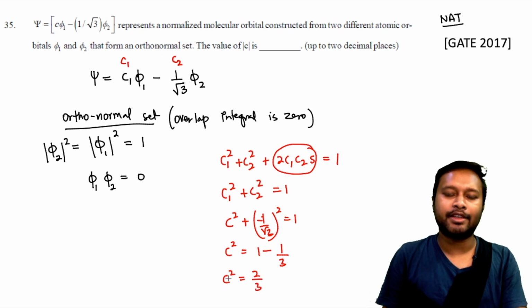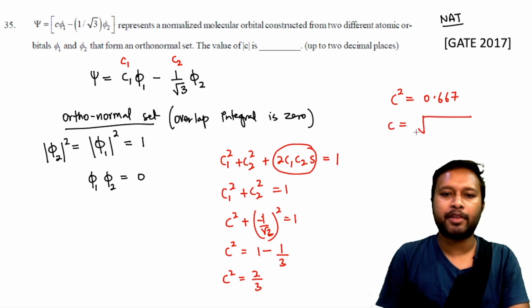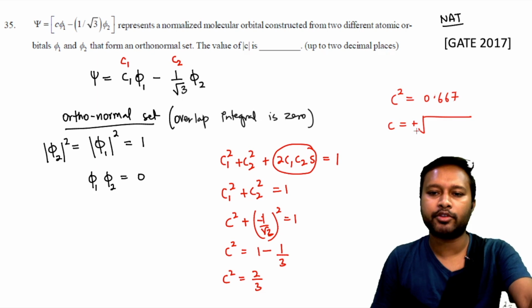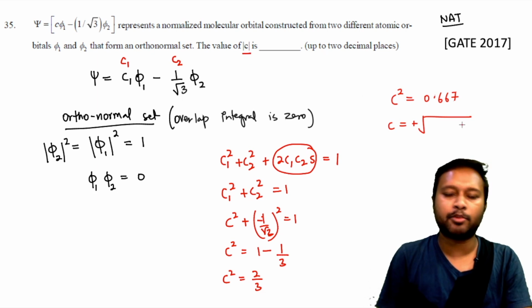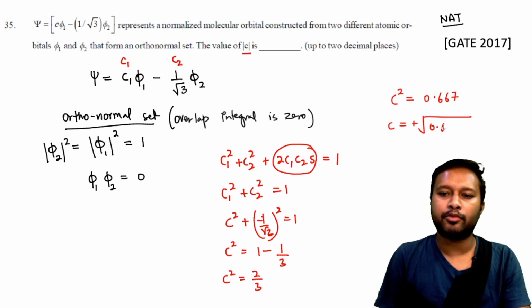Okay, so C square becomes 2 by 3, or you can say that 0.667. So C square becomes 0.667. Now C will be equal to under root, it can be plus minus both. Okay, so they are asking about the value of mod of that, so obviously you just have to take the positive value. In the question they have asked about the mod of that, so under root 0.667.